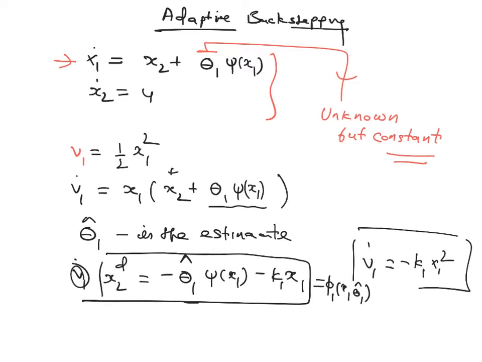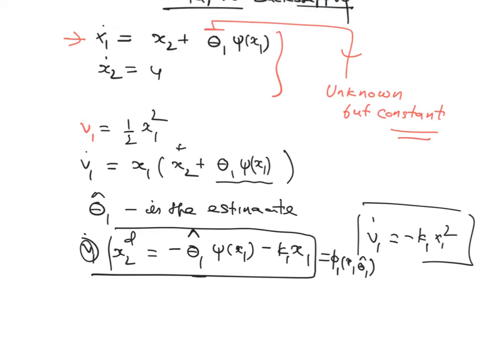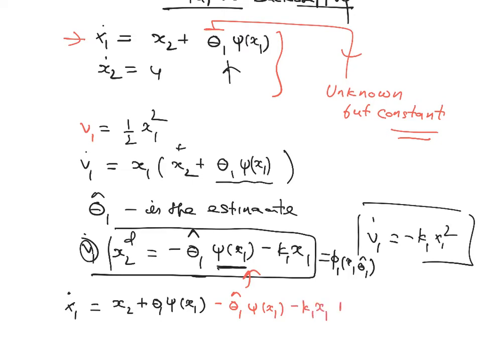Having said that, let's start modifying this equation. x1 dot equals x2 plus theta 1 phi of x1. We can add and subtract a term, like adding a 0: minus theta 1 hat phi of x1 minus k1 x1 plus theta 1 hat phi of x1 plus k1 x1.